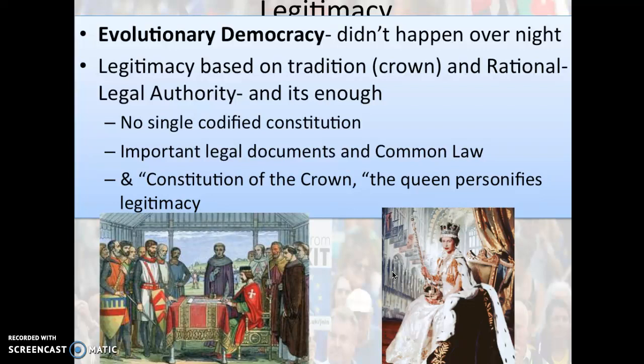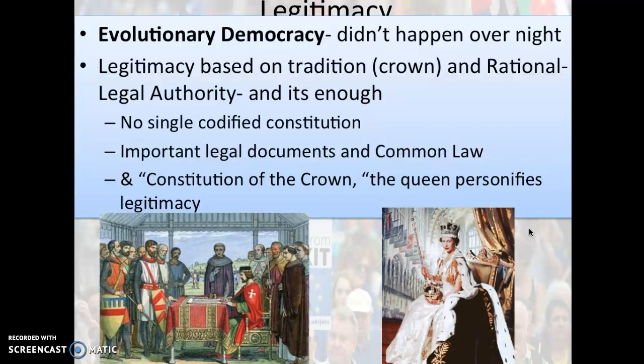So they have a legitimacy that's based on tradition, which is based in the tradition of having a royalty or a crown, and then rational legal authority. And that does it, because they don't need a codified or written down constitution. They just look through the important legal documents and the common law precedent that has been set, and they are able to govern the people like that.